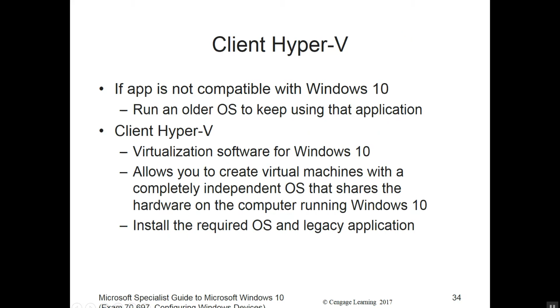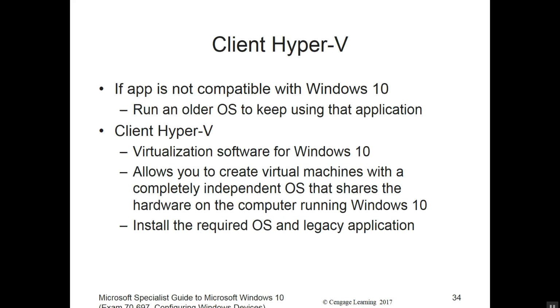Now, one of the things we've got in Windows 10, not in every version of Windows 10, but in certain versions of Windows 10, is Client Hyper-V. You can run an older OS to keep using that application, and it virtualizes software for Win10. It allows you to create virtual machines with a completely independent operating system that shares the hardware on the computer running Windows 10.